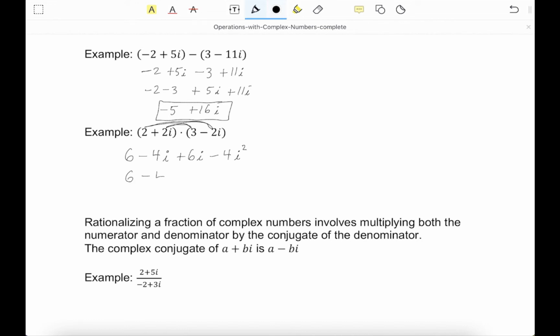Now, 6 minus 4i plus 6i minus 4 times negative 1, since i squared is negative 1. We have 6. I can combine these two right away. Negative 4 plus 6 gives me 2i. And this last one here, negative 4 times negative 1 gives me positive 4. This is then, we add 6 and 4. That gives me 10 plus 2i.